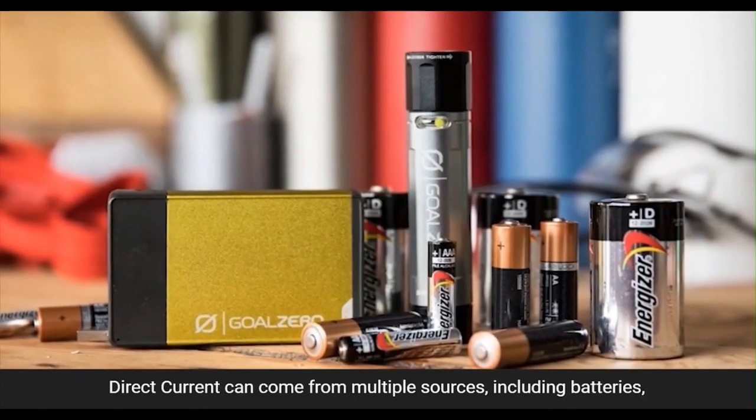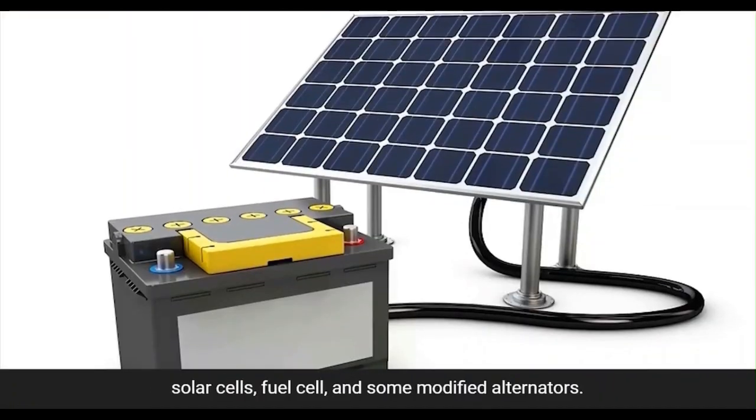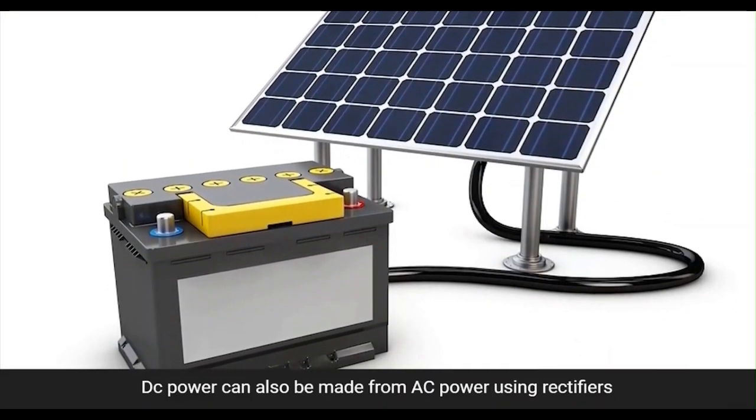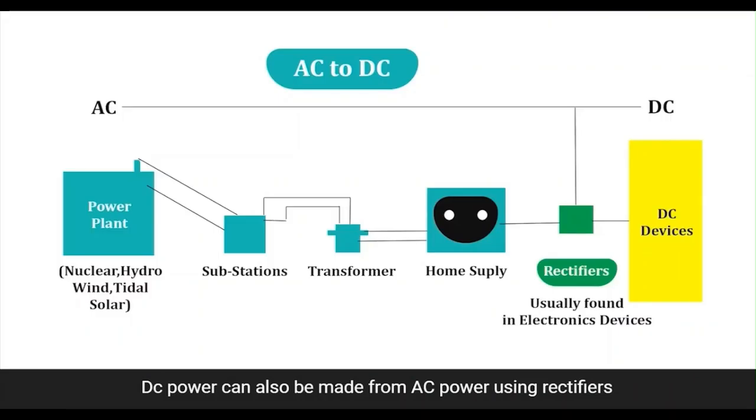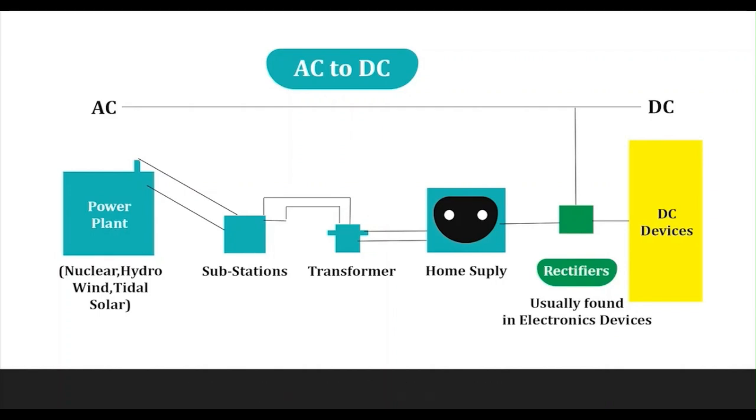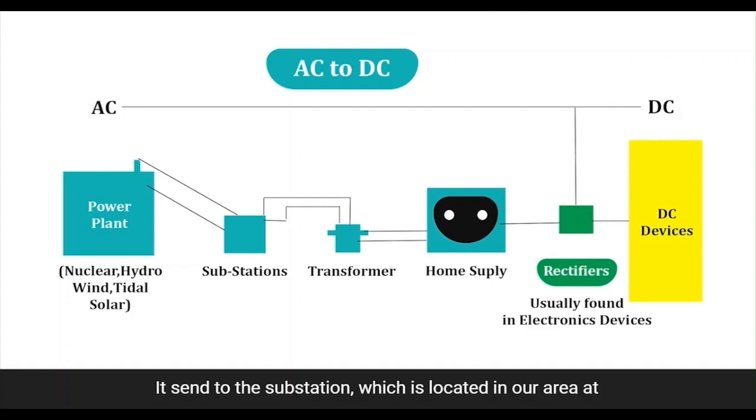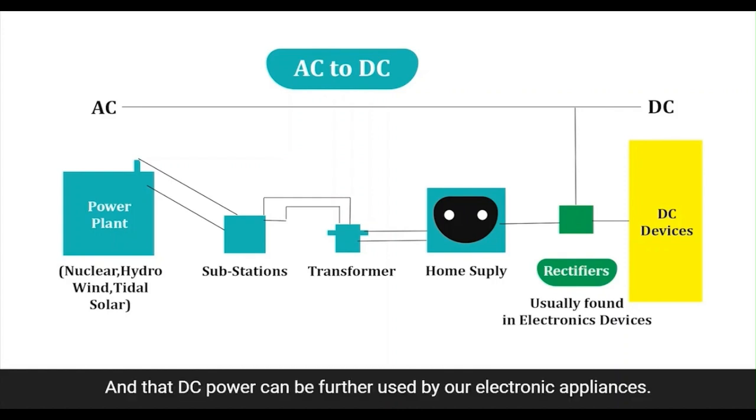Direct current can come from multiple sources, including batteries, solar cells, fuel cells, and some modified alternators. DC power can also be made from AC power using rectifiers that convert AC to DC. The AC power generated from the power plants is sent to the substation, which is located in our area, districts, and societies. The substation sends that AC power to the transformer, which steps it down to 220 volts and makes it compatible with home supplies. The home supply, that is 220 volts, is again rectified through rectifiers to form DC. And that DC power can be further used by our electronic appliances.